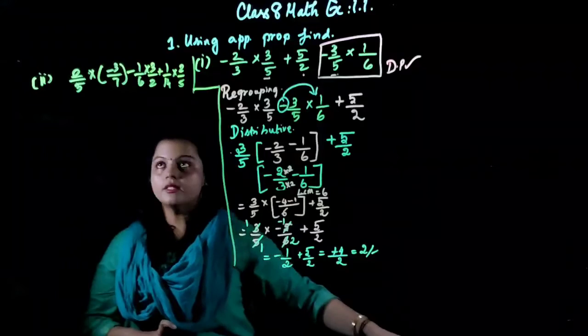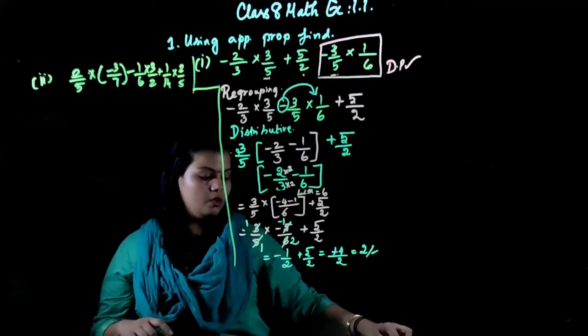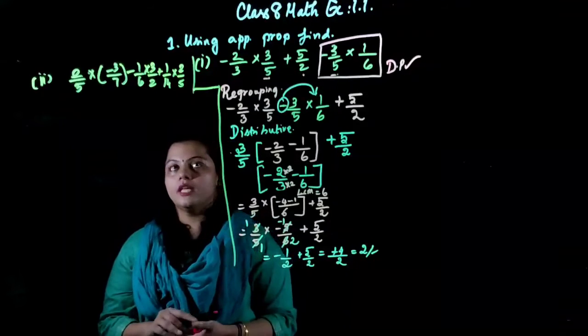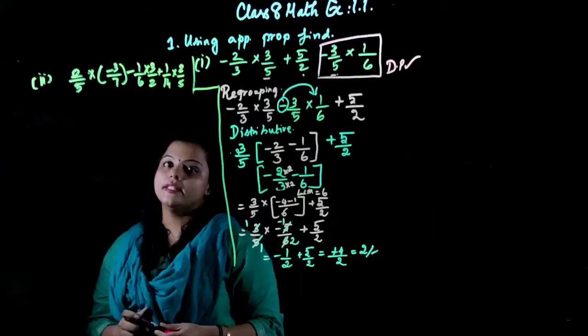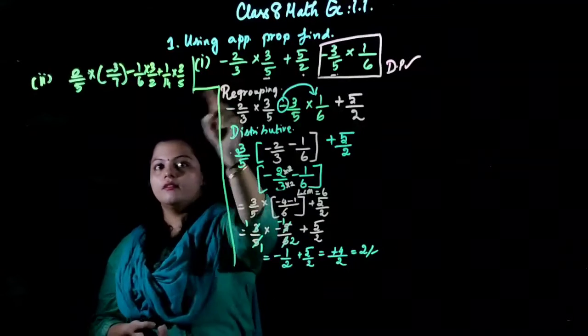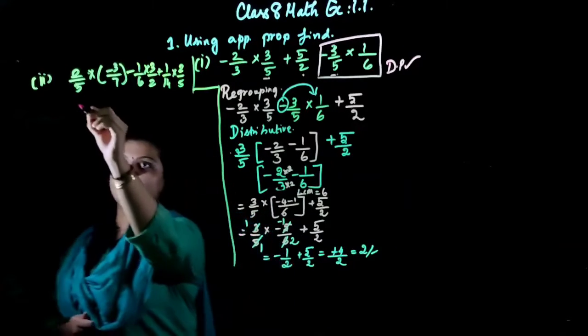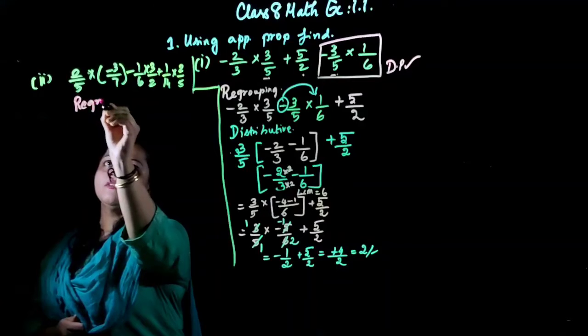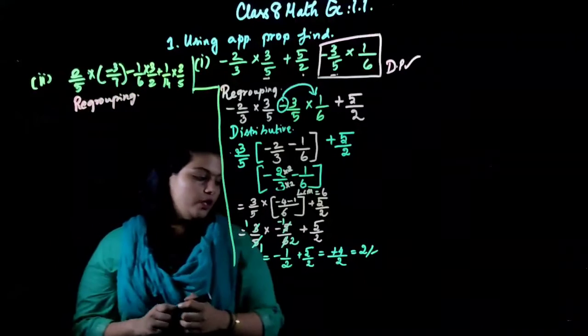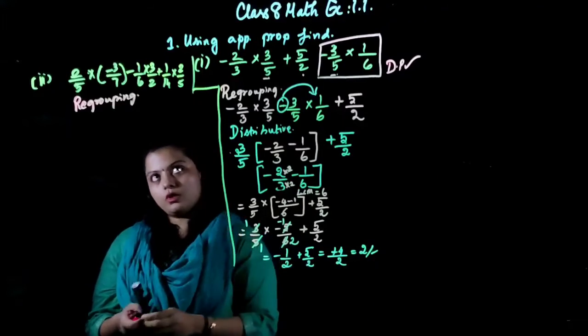If you observe in your second question also, you have the number 2 by 5 which is present 2 times. Yes, we could use the distributive property and take it outside. Before that, we need to do the regrouping. Regrouping is the first thing that we are going to do. So how do we regroup? We just have to bring them close together.